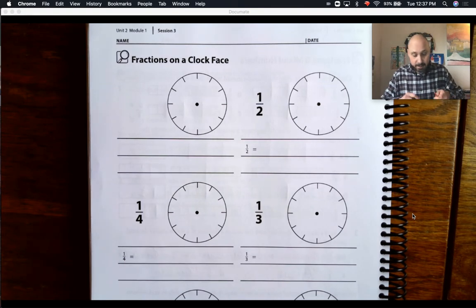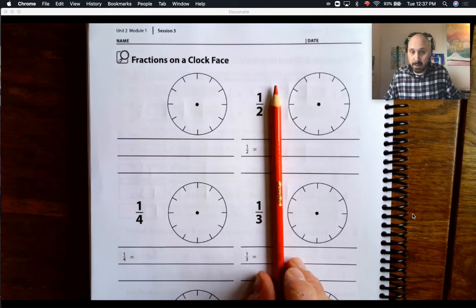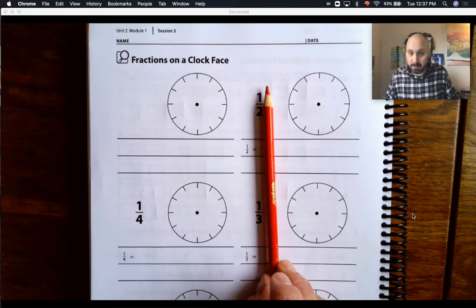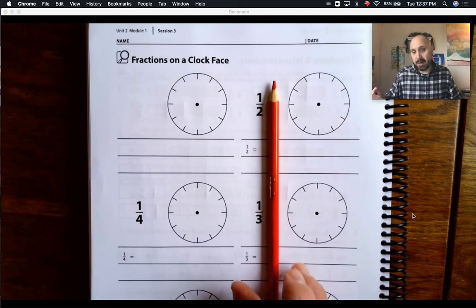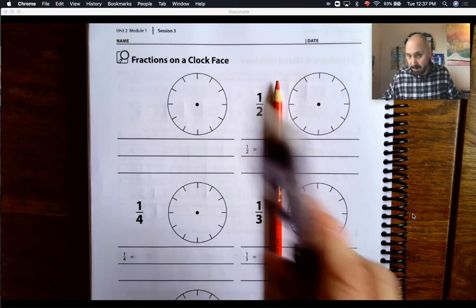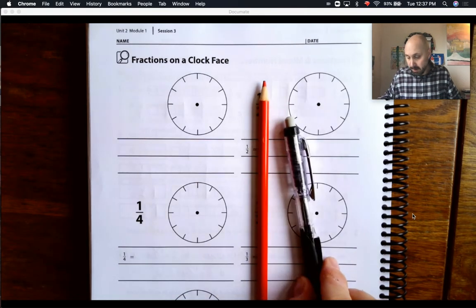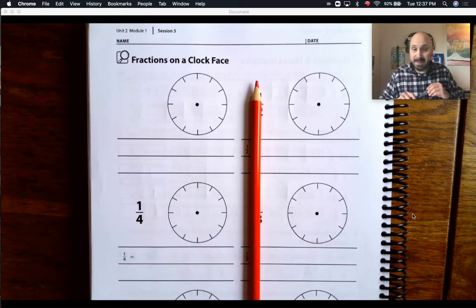I have a different colored pencil for this because I am going to color in my clock faces with a different colored pencil. I think it's just easier for me to see. I'm going to write the numbers with my regular pencil, and I'm going to color in my clock face with the colored pencil. So what this is all about is how to write fractions using a clock face model.